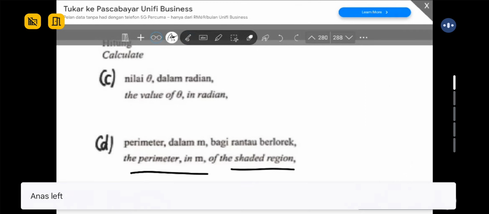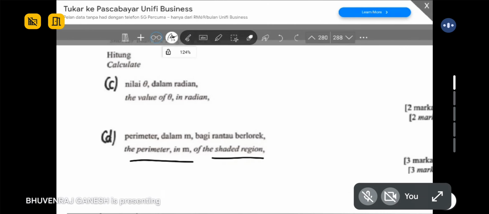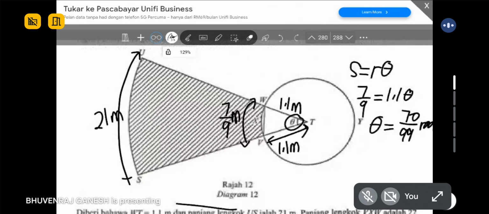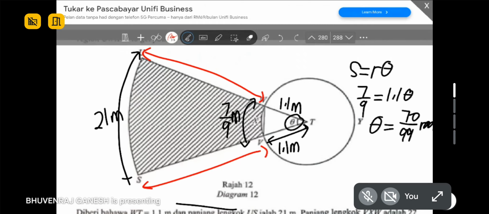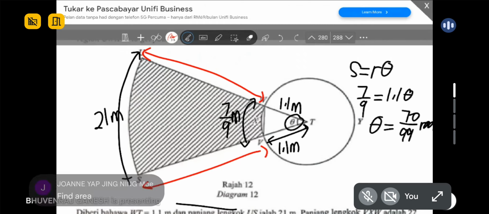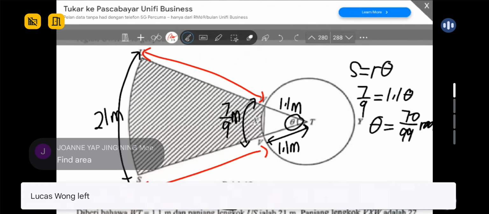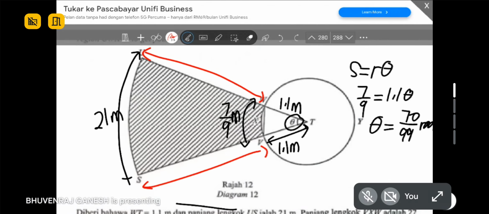Okay, so next one. Perimeter of shaded region, guys. So, how are you guys going to find it? You must find UW and you must also find SV. Am I right? You need to find these two lengths. So how to find? Anyone got an idea? How to get the length? Anyone? Come on. Think and see. Think. How to get?